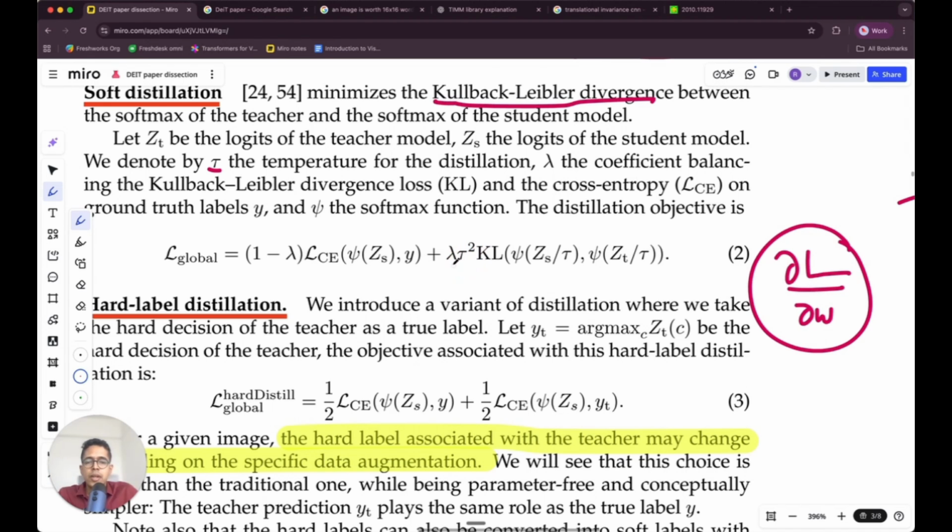Lambda exists because you are taking a weighted sum. So lambda and 1 minus lambda will be 0.5 and 1 minus 0.5. So if lambda is 0.5, both these terms will equally play. 50% of the global loss will come due to cross entropy loss. 50% will come due to KL divergence. Otherwise, depending on the value of lambda.